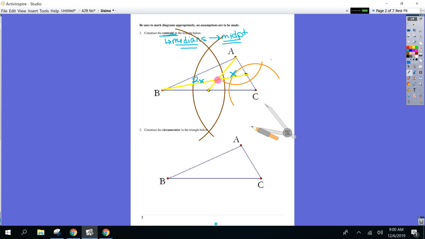Will the centroid always be located inside the triangle? Is it possible or impossible for it to be on the outside? Is it always on the inside, or are there certain instances you could envision where it would be on the outside? How's it formed? Medians. Where are the medians always? Inside the triangle, right? So the centroid is always inside.